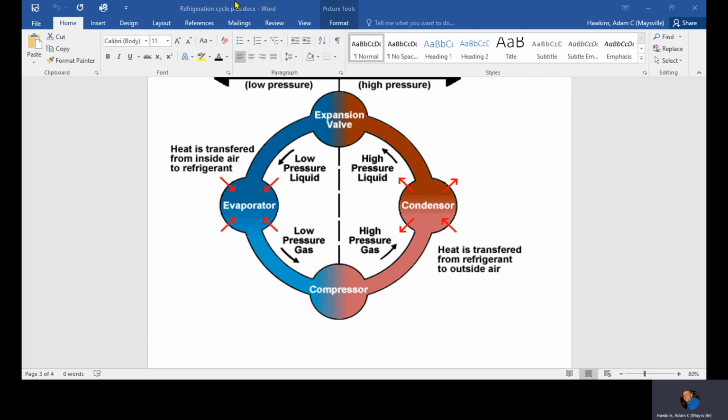At this point it is 100% low pressure vapor. I've got to go check something. You may hear a noise here, but it's 100% low pressure vapor. So this is what we would call suction gas.